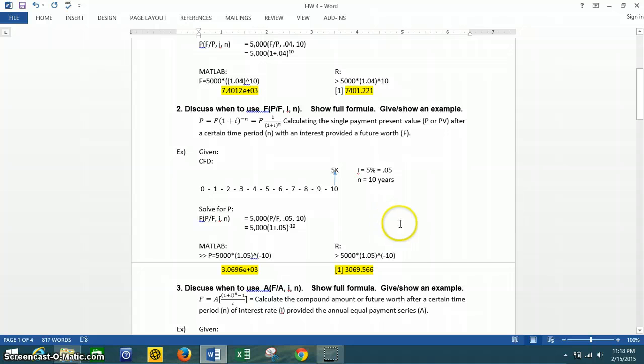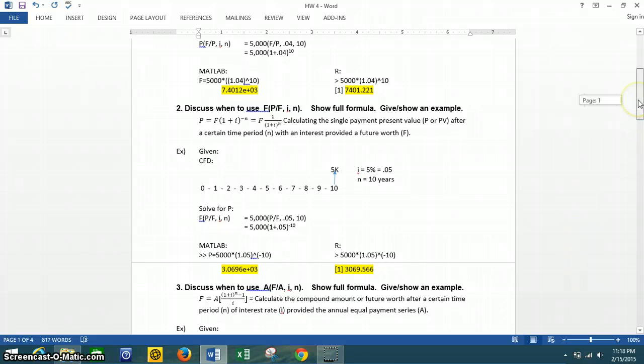And both of those will give you $3,069.57. So at the beginning of this 10-year period, you were given that specific $3,000-some amount, and over 10 years, given your interest rate, you actually come out with a future worth of $5,000. So that's pretty nice. Now let's go ahead and look at the third problem here.